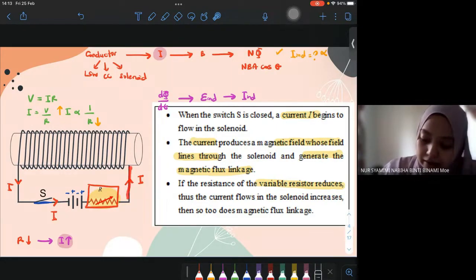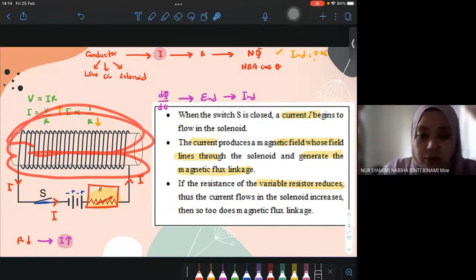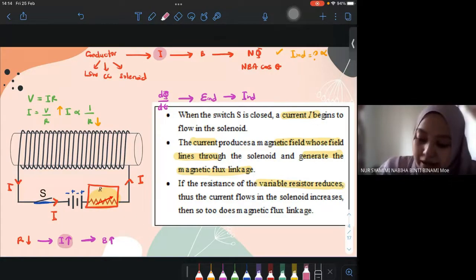Current dekat dalam ni kuat. What will happen? Magnetic field stronger. More magnetic field. Yes, the magnetic field akan stronger. Magnetic field sekeliling kita punya solenoid akan bertambah kuat. So bila I bertambah, magnetic field akan bertambah. So bila magnetic field dah bertambah, ada perubahan dekat flux ataupun tidak?